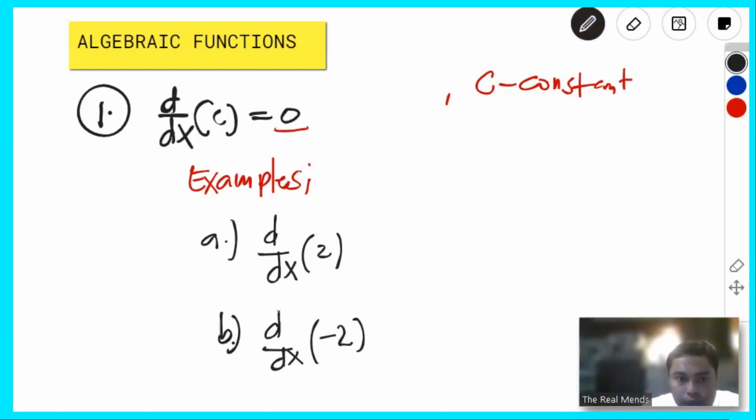Therefore, if we get the derivative of the value 2, the answer is simply 0. And together with problem letter B, the derivative of negative 2 with respect to x, the answer is also 0. So that's the concept for formula number 1: the derivative of a constant is equal to 0.